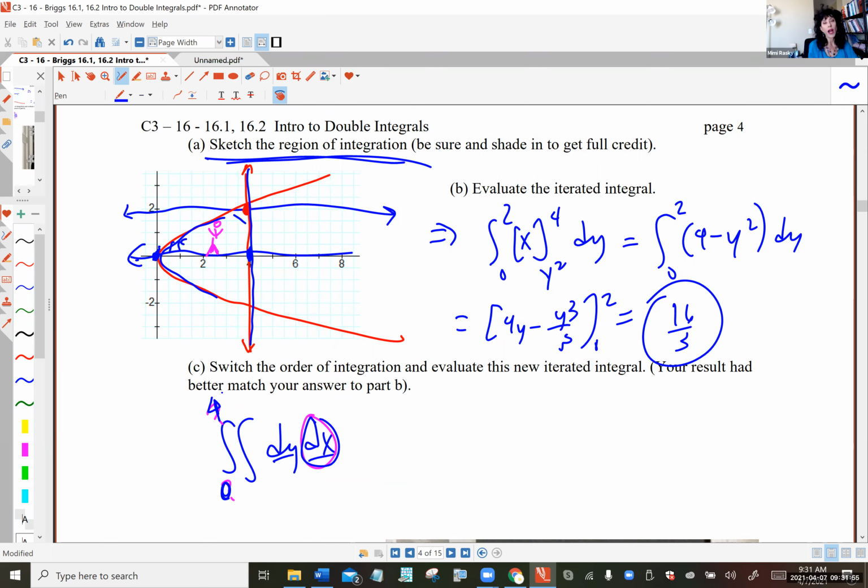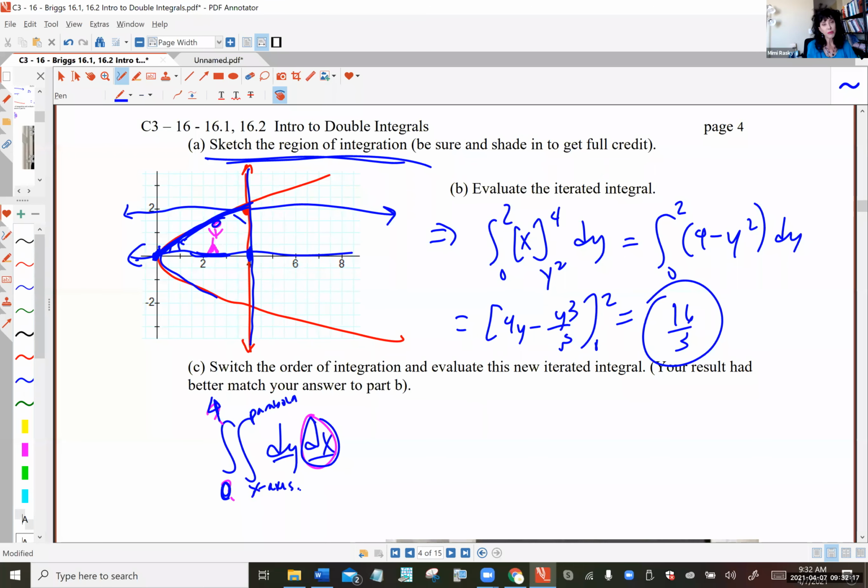Fine. What's y doing? So this is where your little man's going to help you. His head, since I drew my little vertical man in the region, is touching the parabola. So I'm going to put parabola here for the moment. And then his feet are touching the x-axis. So I'm going to put x-axis here for the moment.